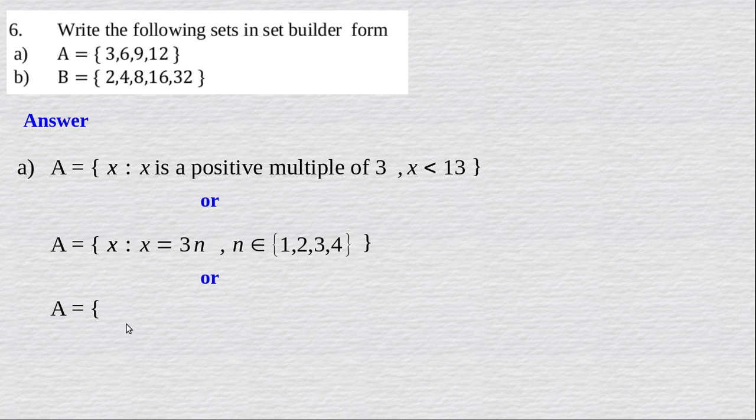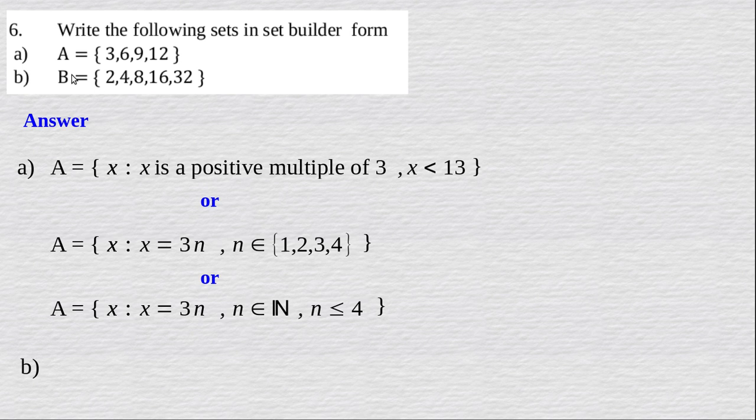Another way, S equal set of x such that x is equal to 3n and n belongs to N, n is a natural number and this n less than or equal to 4. This is another way. You can write any one of this form when you write this set in set builder form. Clear? Answer to question number B.